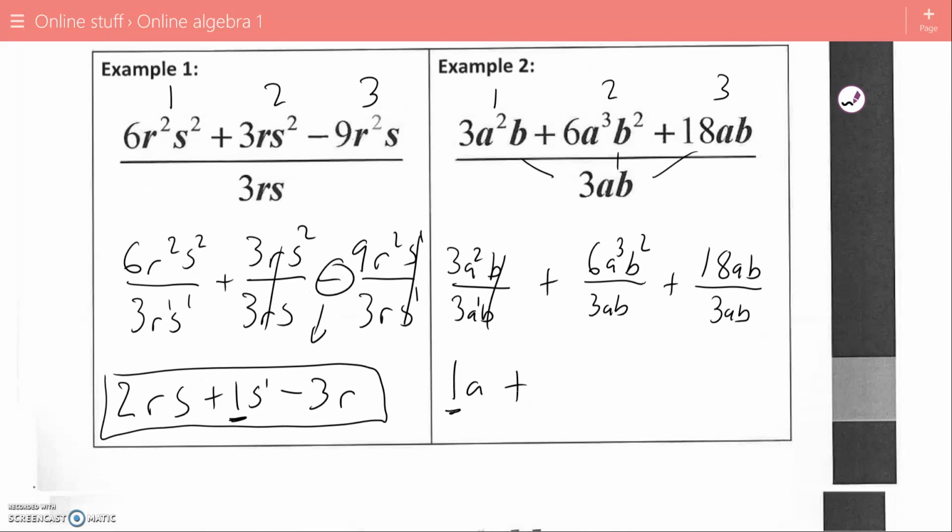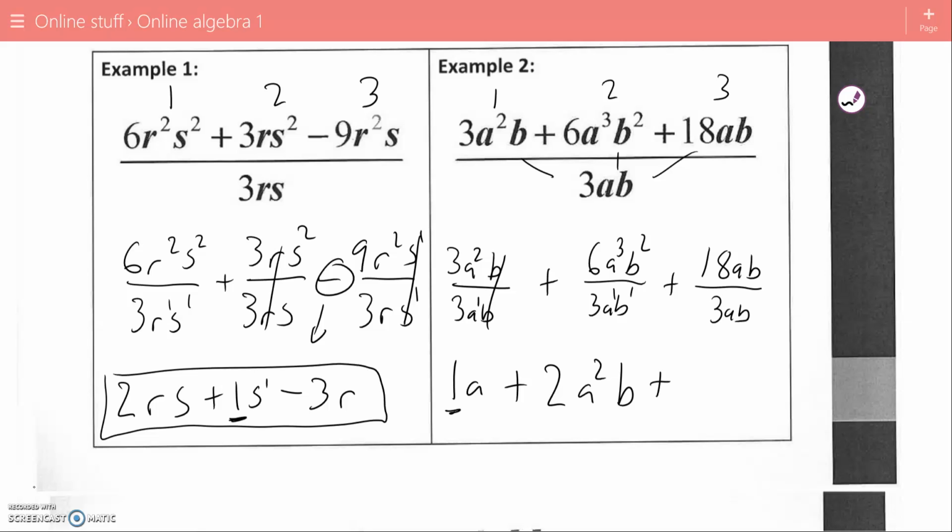6 divided by 3 gives me 2. A to the third over a to the first, I subtract 3 minus 1, which gives me a to the second. B squared and b, I have 1b left over because 2 minus 1.